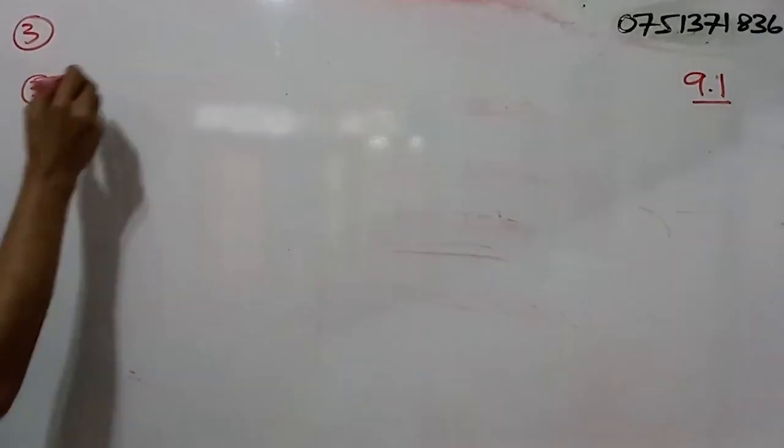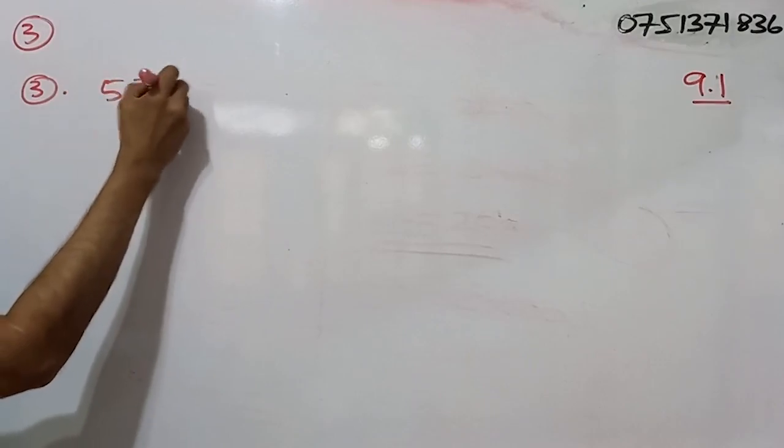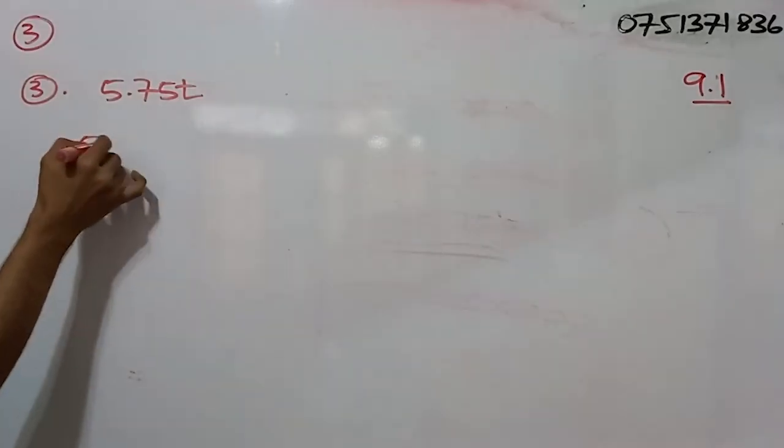Part 3, so we have 5.75 tons. So just as before, I can break this into what?